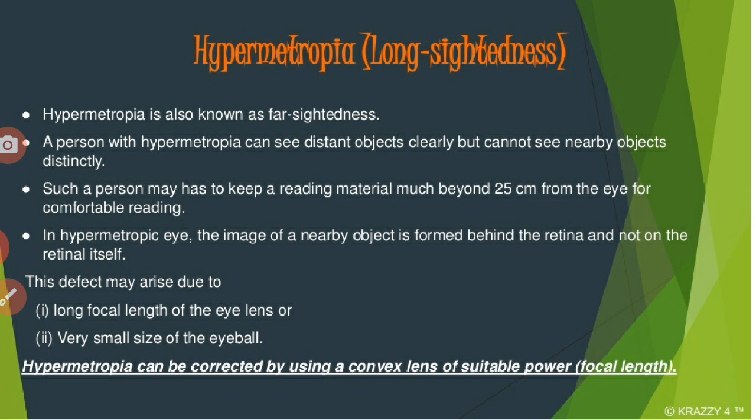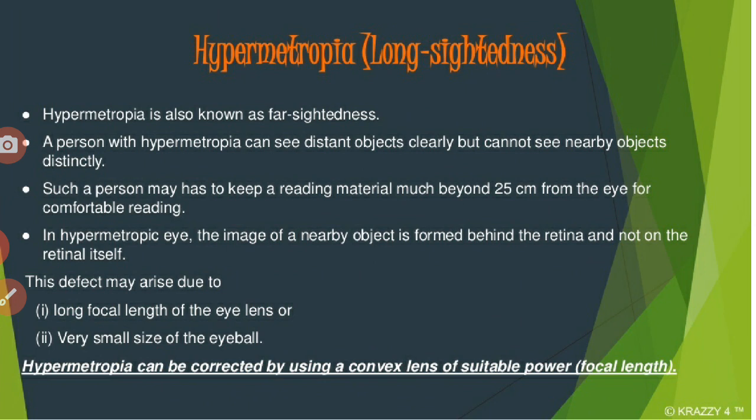Now next one is hypermetropia. It is long-sightedness, also known as far-sightedness. A person with hypermetropia can see distant objects clearly but cannot see nearby objects distinctly. Such a person has to keep reading material much beyond 25 cm from the eye for comfortable reading.